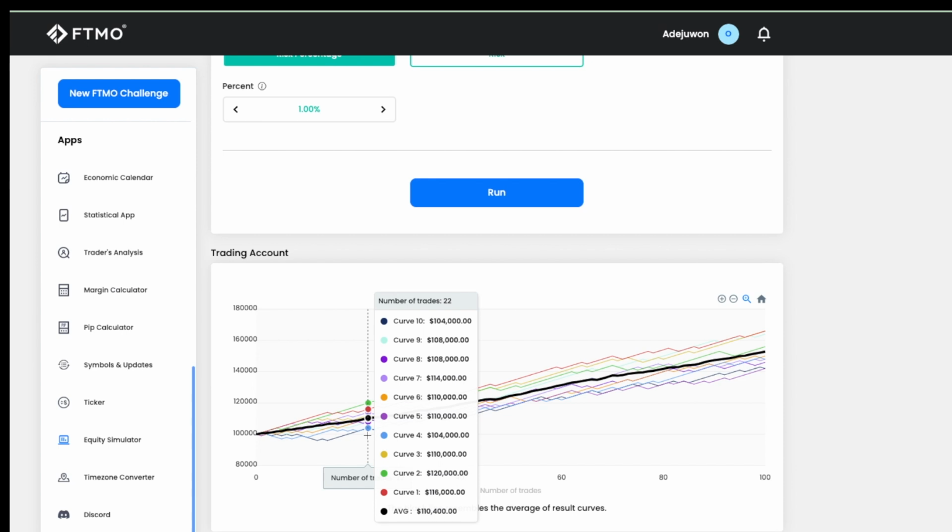Obviously, 22 trades needing to go towards a 1-to-1 risk to reward, and you would be able to pass your prop firm account if it's 10% for you to pass phase 1, or of course if it's phase 2 it would be a bit less. So that works it out for you there.